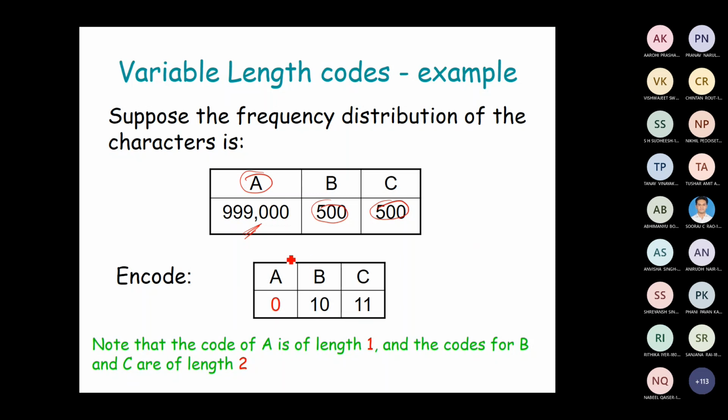Instead of using the fixed code, if I go for the variable length code, my code can become this way. Instead of using a 2-bit code for A, I can use only 1 bit for the symbol A, and 2 bits for B, and 2 bits for C, so that the code of A is of length 1 and the codes of B and C are of length 2.